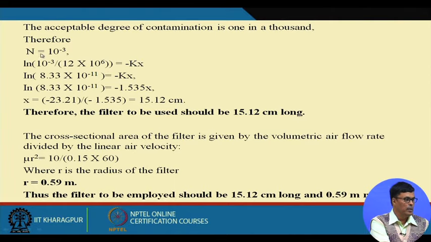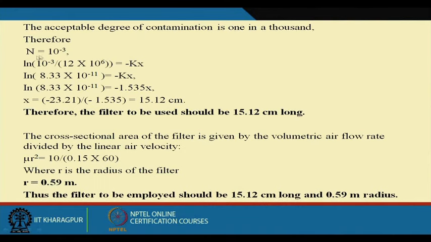Then we find out what the N value is, because the acceptable degree of contamination is 1 in 1000. I want to point out that when we design any kind of air filter, we have to assume what we are going to accept: 1 out of 100, 1 out of 10,000, 1 out of 100,000. As far as your process is concerned, you can decide on that basis and design your air filter. If you put in this value, you can find the value of x. X is nothing but the depth of the air filter. This comes to about 15.12 centimeter.